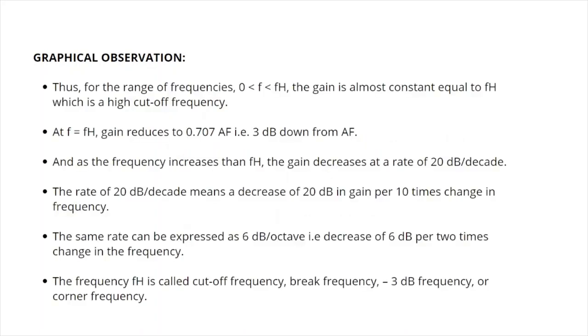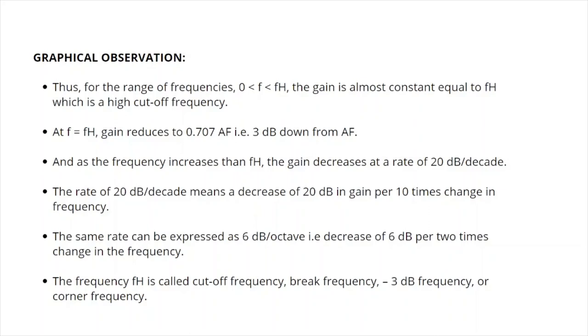Next, let's look at the general observations which we can draw from the graph which we have seen. For the range of frequency greater than 0 and less than the cutoff frequency FH, the gain is almost constant and equal to AF, and FH is the high cutoff frequency. Then when we provide a frequency equal to the cutoff frequency, the gain is reduced to 0.707 AF, which is also known as 3 dB down from AF.